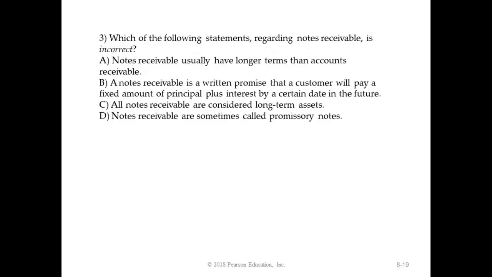Number three, which of the following statements regarding notes receivable is incorrect? A, notes receivable usually have longer terms than accounts receivable. That's very true. B, a notes receivable is a written promise that a customer will pay a fixed amount of principal plus interest by a certain date in the future. Again, very true. C, all notes receivable are considered long-term assets. No. And D, notes receivable are sometimes called promissory notes. Definitely, I like C on that one. Not all notes receivable are long-term assets. Most notes receivable are short-term or current assets.